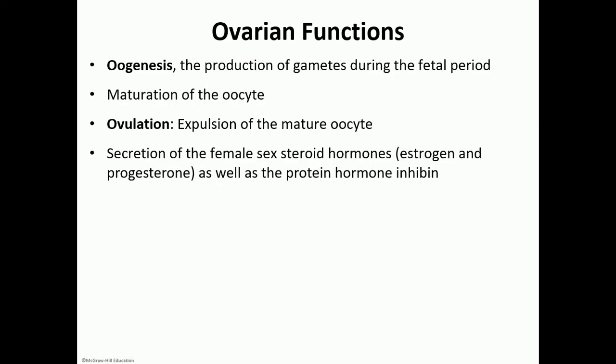The functions of the ovaries are oogenesis, which is the production of the eggs, or the gametes. And that's where the oocytes mature. And then there's the ovulation, and that's the expulsion of the mature oocyte. And we'll go into the details of what is the mature oocyte as opposed to the immature ones. And the ovaries also secrete the female sex hormones, estrogen and progesterone. And it also makes a protein hormone known as inhibin that we talked about in the male system. So you'll see that these hormones are pretty much the same.